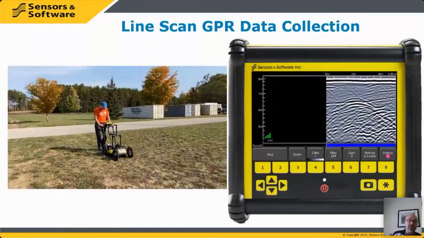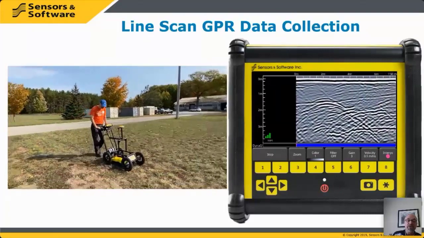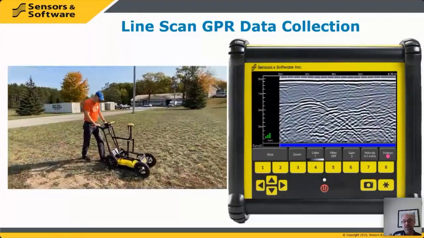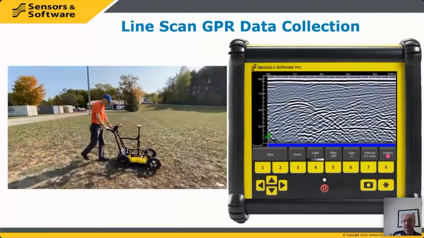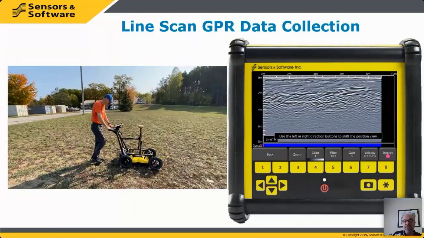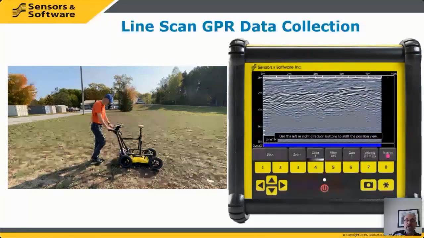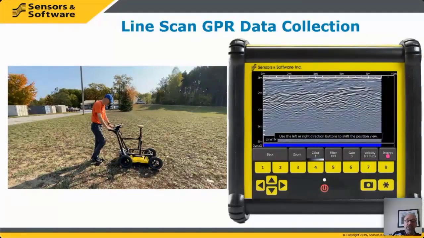A lot of these systems are triggered by an odometer. As the odometer moves a few centimeters or inches, it fires the transmitter, and the transmitter sends energy into the ground. It collects the signal coming back, and you see an image on the screen. One of the really nice things about GPR is that you get a real-time image, a cross-sectional view of the data as you're collecting it, so you can respond in real time.